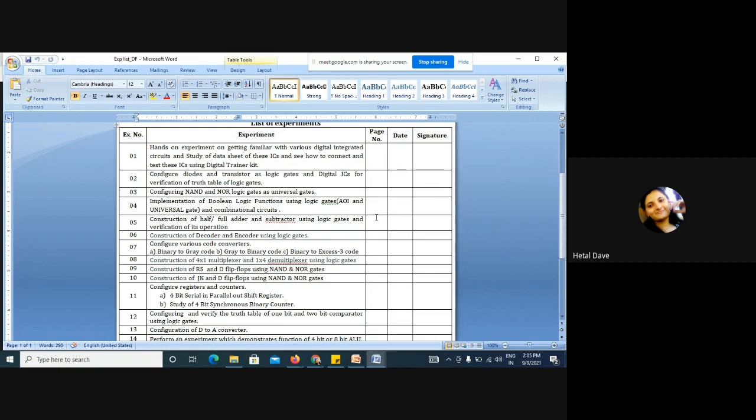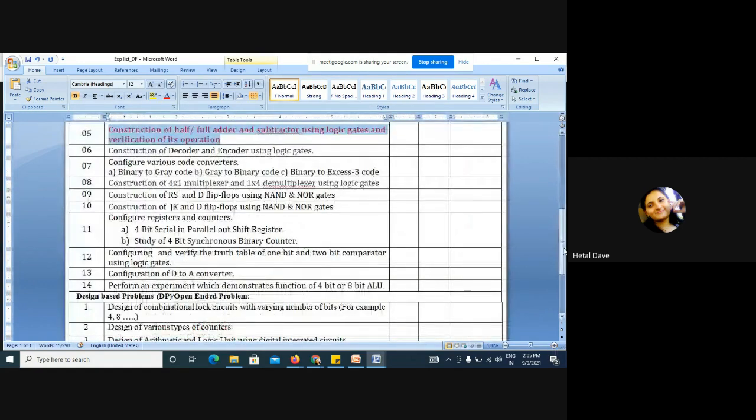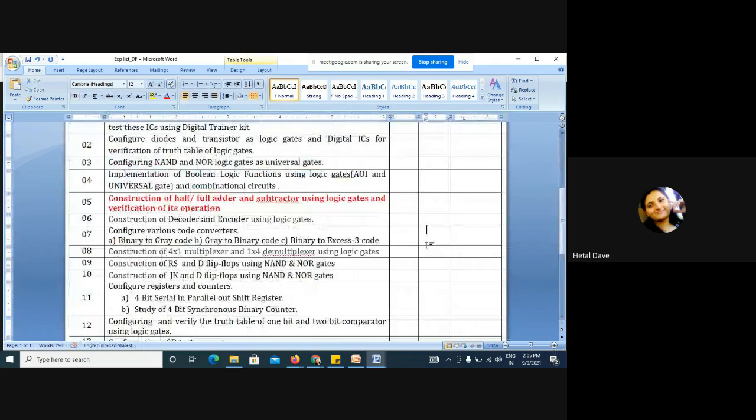So first of all, I will explain you all this. Then your task will be started. So let's start. I'm going to make it highlighted. This is your fifth experiment. I'm going to read the title for you: Construction of half adder and full adder as well as half subtractor and full subtractor using logic gates and verify its operation. This thing we need to cover.